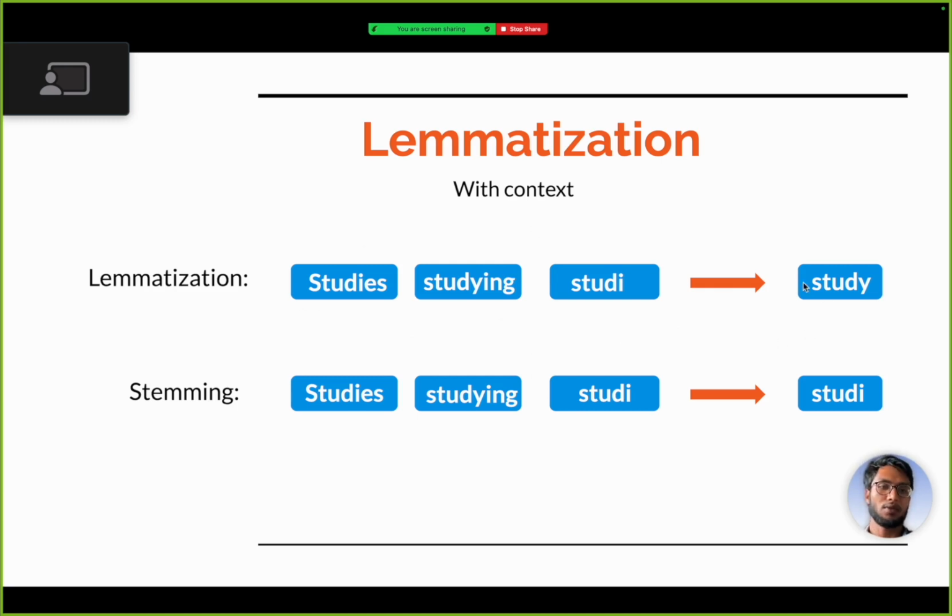After lemmatization we get a word which is a valid word actually, which actually has information on its own, but after stemming it may or may not be a proper word actually. So this is the difference between lemmatization and stemming.